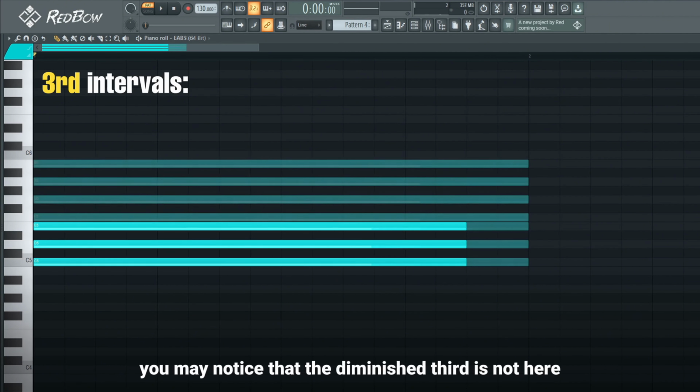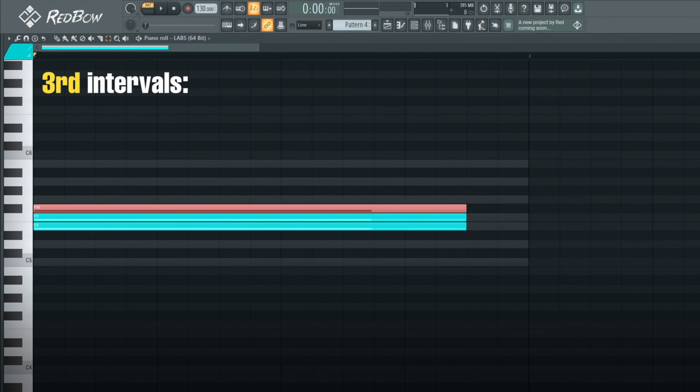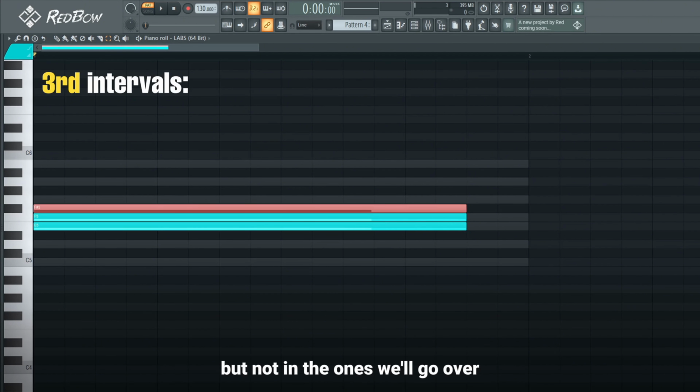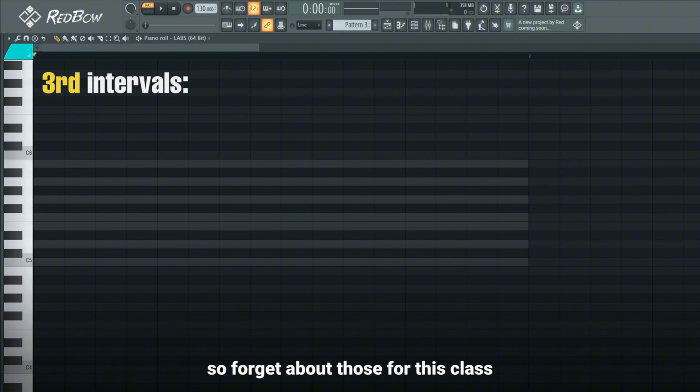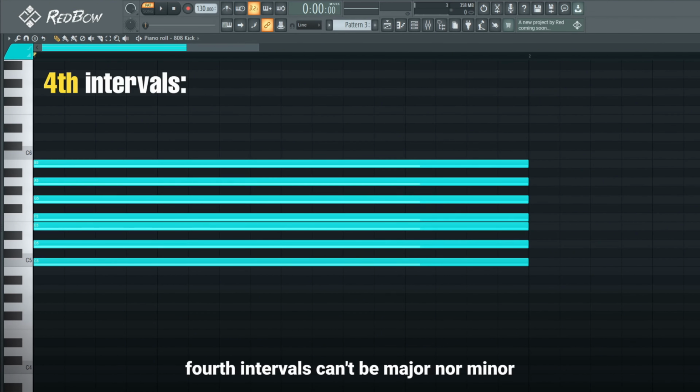You may notice that the diminished third is not here. Well, that's because for it to appear you would need 3 diatonic notes to be as close as humanly possible, which is something that happens in some scales but not in the ones we'll go over, so forget about those for this class. You may also notice that the augmented third is not here either, same thing, so forget about those too.